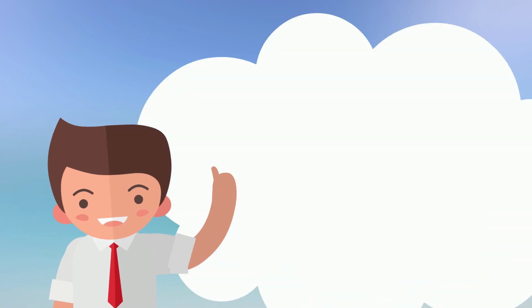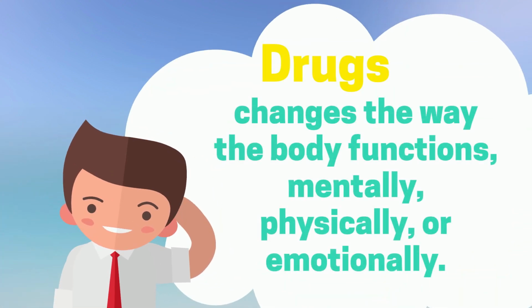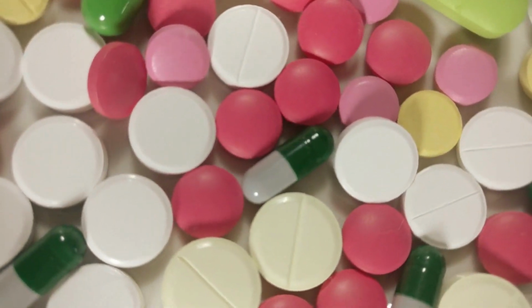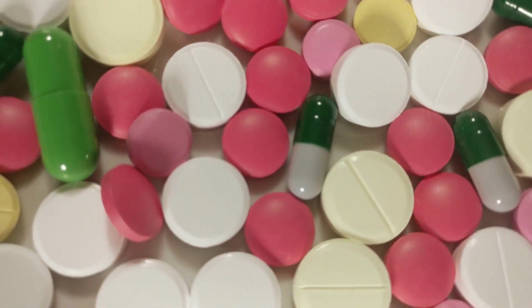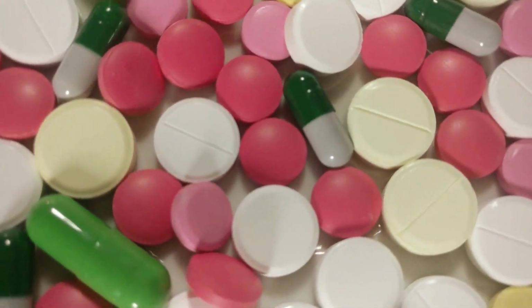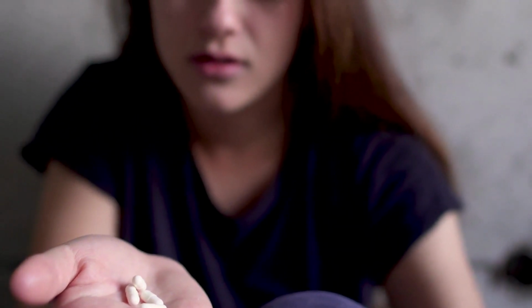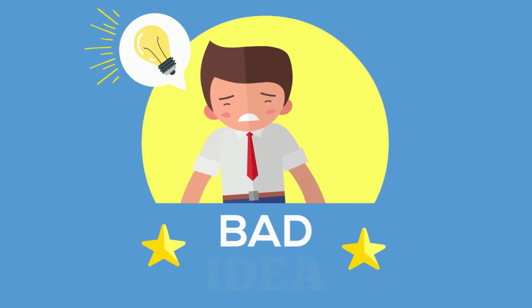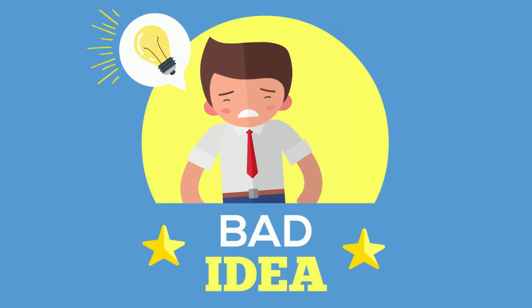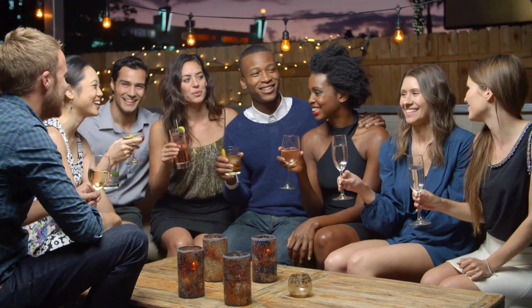In the simplest form, a drug is a substance that changes the way the body functions, mentally, physically, or emotionally. Drugs can come in the forms of medicine, legal and illegal substances, all of which can be harmful when misused. When drugs are misused, it can lead to a dependency or addiction. A drug addiction is an uncontrollable impulse for a drug or drugs, even if it causes harm. Young people are vulnerable to this as they are surrounded by influences all the time, which can be intimidating.